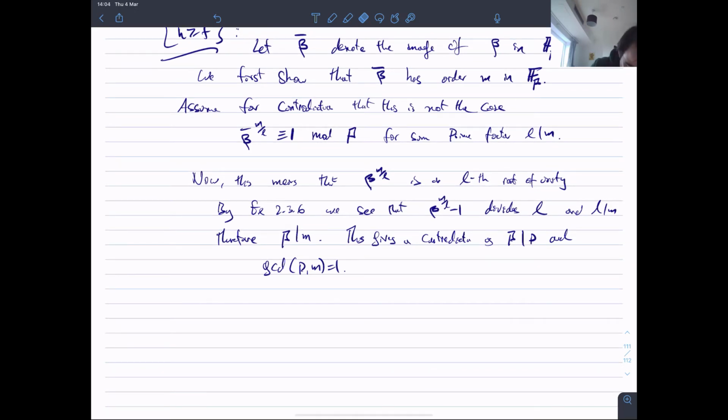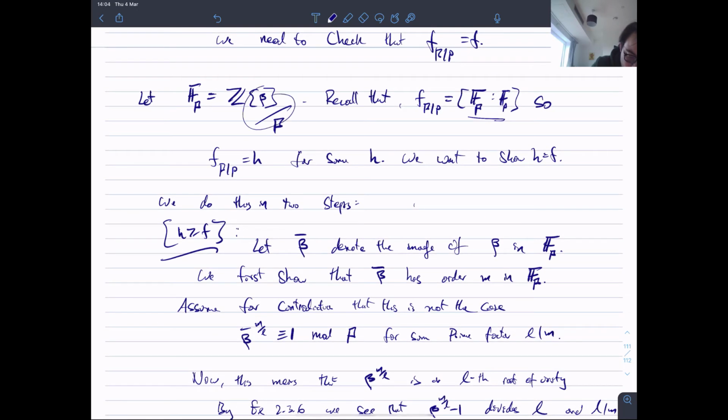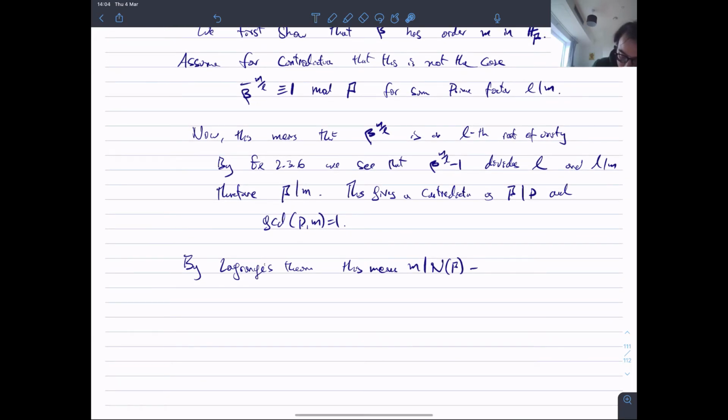So by Lagrange's theorem, if it has order m, it divides the order of the group. So this means m divides the order of the group. What's the order of the group? Well, this is the norm of P minus 1, in this field here. So m divides the size of this thing, which is the norm of P minus 1.